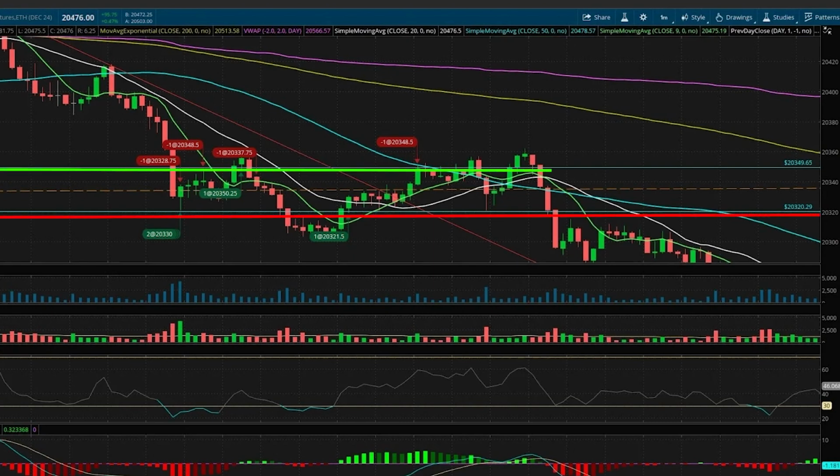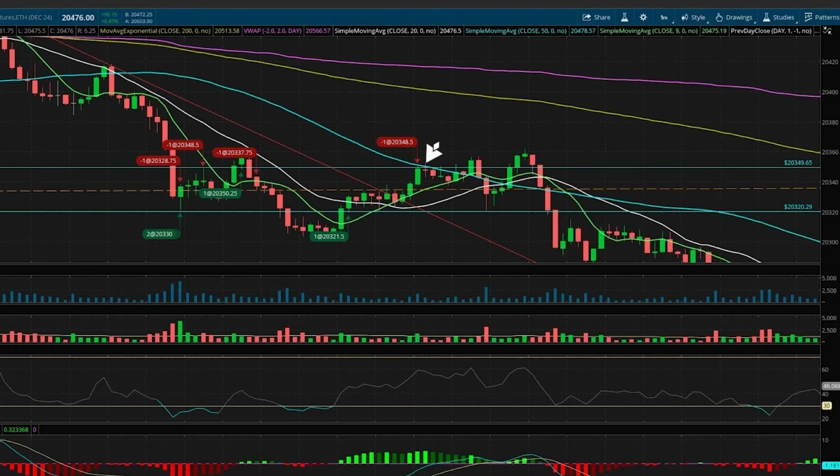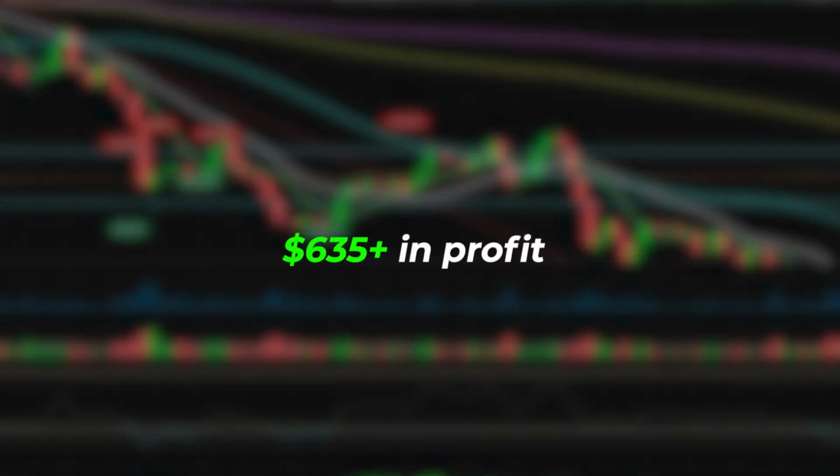My profit target was again near the upper resistance line at 20,349.50. The price bounced and hit the resistance line, at which point my profit-taking limit order got executed at 20,348.50, netting me $540 in profits in just under 10 minutes. Including the first loss of $105 due to not being able to adjust my stop loss in time, I made over $635 in profits trading NQ.